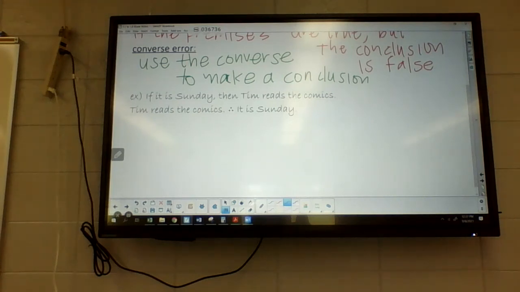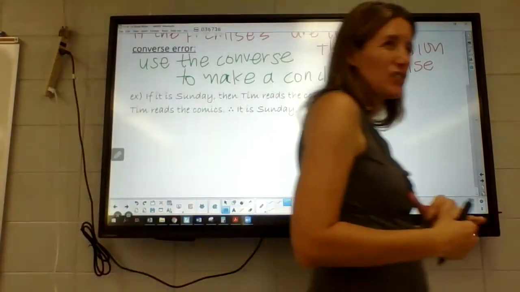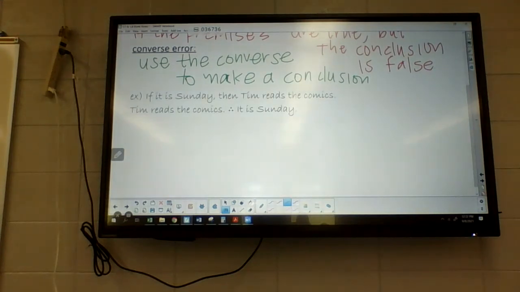If it is Sunday, then Tim reads the comics. Tim reads the comics, therefore it is Sunday. Is that true? The action of a person reading comics doesn't determine what day it is. Right, could he read the comics on another day? Does it say he only reads it on Sunday? No, maybe he really loves comics.